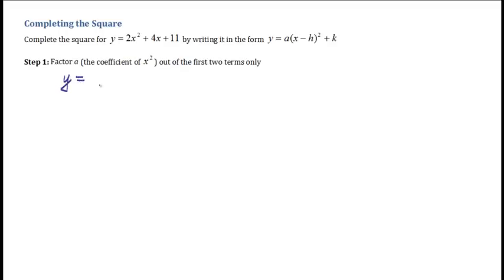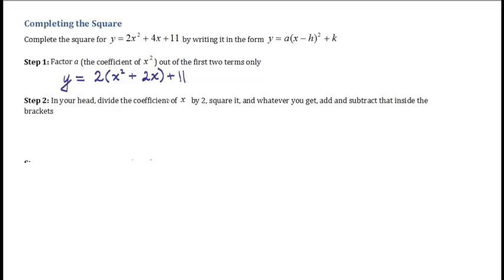Now I'm going to factor out the 2 from the first two terms. So I will have 2 times x squared plus 2x, close bracket, and I'm still going to have this plus 11. For step 2, I have to divide the coefficient in front of my x, so this, by 2, and square it, and add this result and subtract it inside the brackets. And since I'm adding and subtracting, I'm not doing anything illegal.